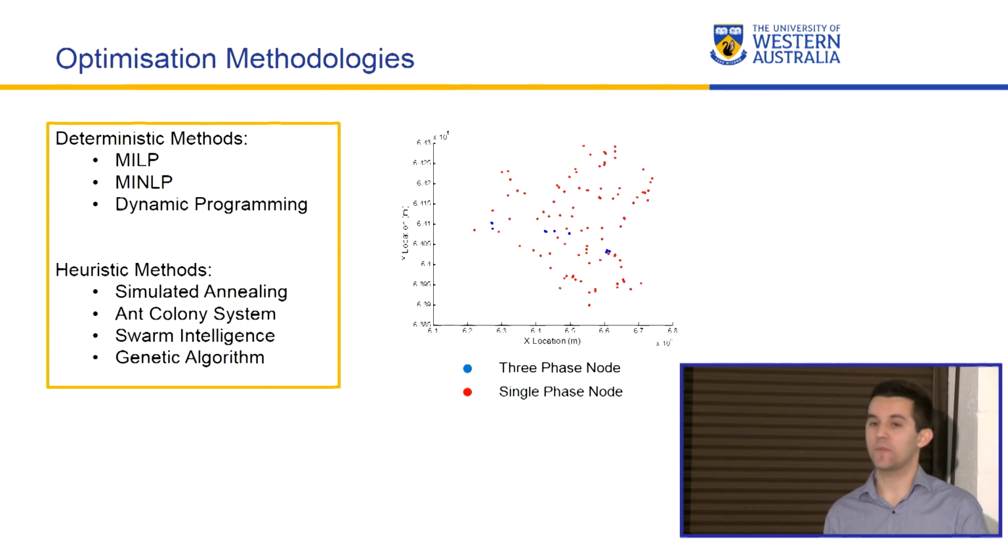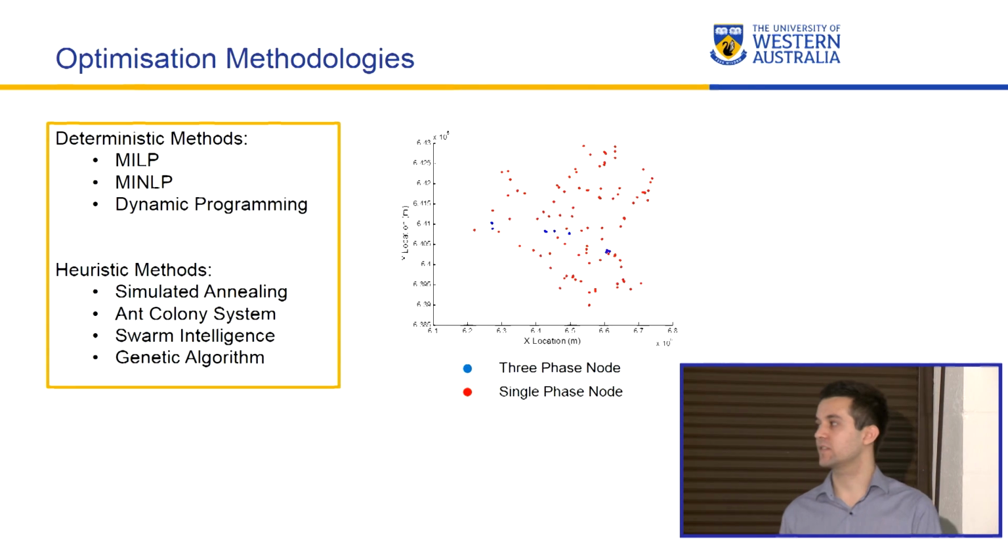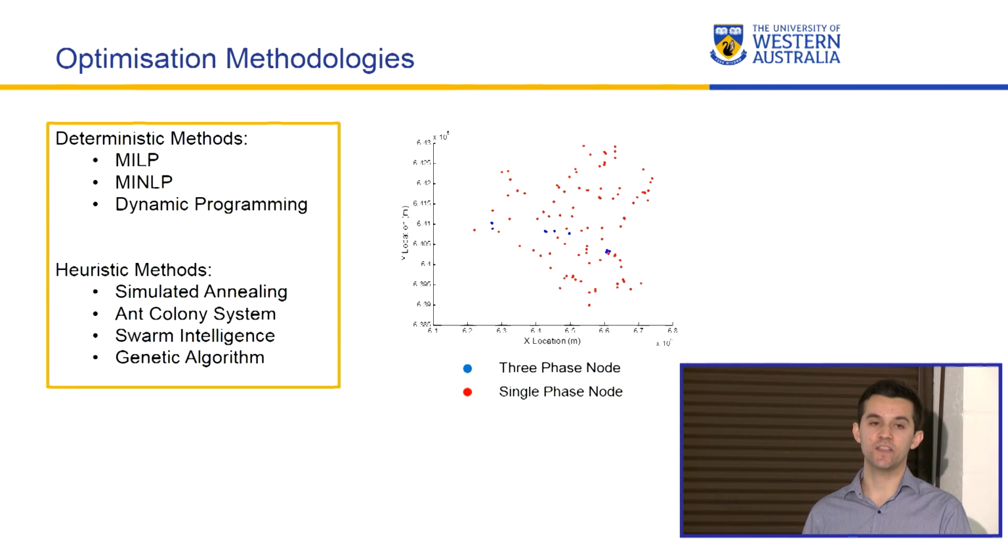So when we're looking at the methods in which we can actually optimize these power networks, as I just mentioned, you have deterministic methods such as mixed integer linear programming and nonlinear programming methods, as well as dynamic programming. However, we also have heuristic methods, such as simulated annealing, ant colony systems, swarm intelligence, and genetic algorithms. This is in no way a complete list of the possible heuristics that have been used. This is just the most common ones.